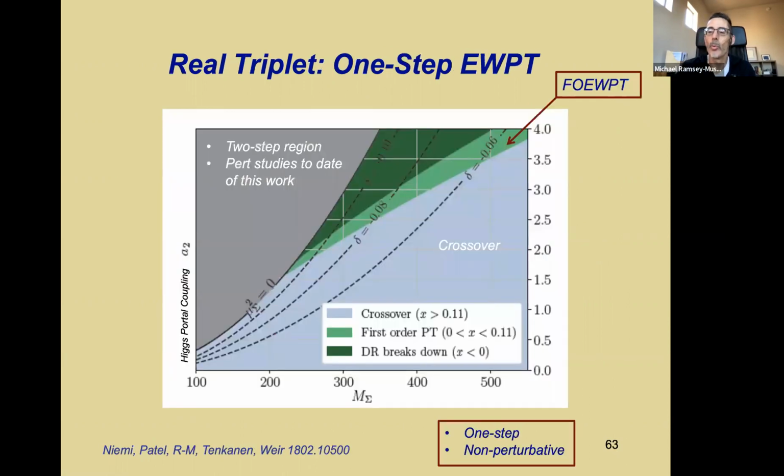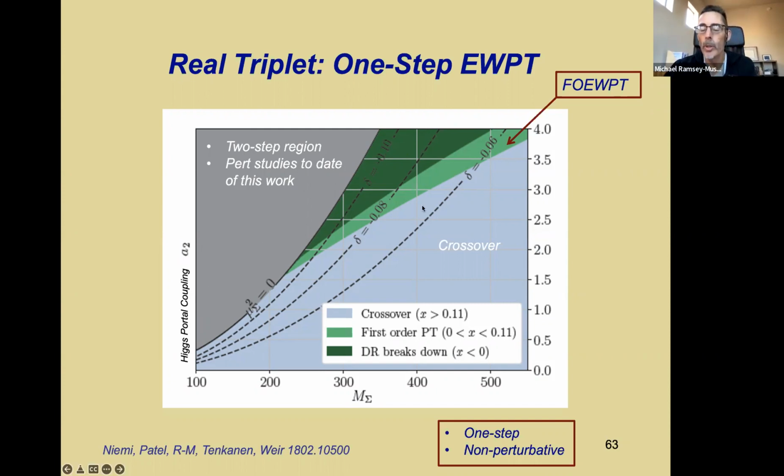Now, what we were able to do is to translate these ideas into a phase diagram for this theory. So here's the phase diagram. On the horizontal axis, it turns out it was convenient to choose the triplet mass. On the vertical axis is the Higgs portal coupling. The gray region I'm going to come back to a little bit later. The light blue region is the region for a crossover transition. The light green region is a first order phase transition. The dark green region is where the effective field theory starts to break down.